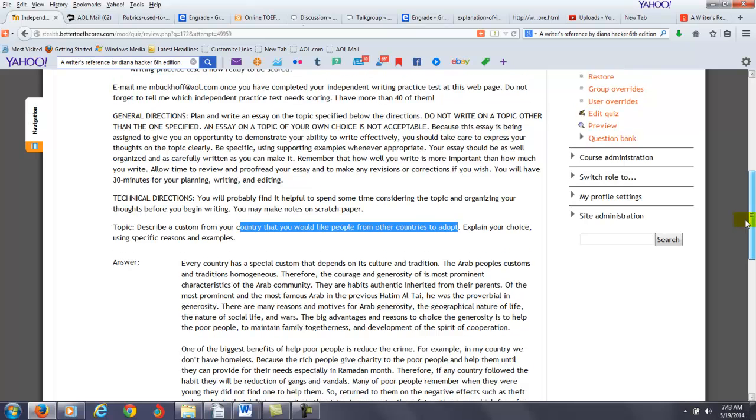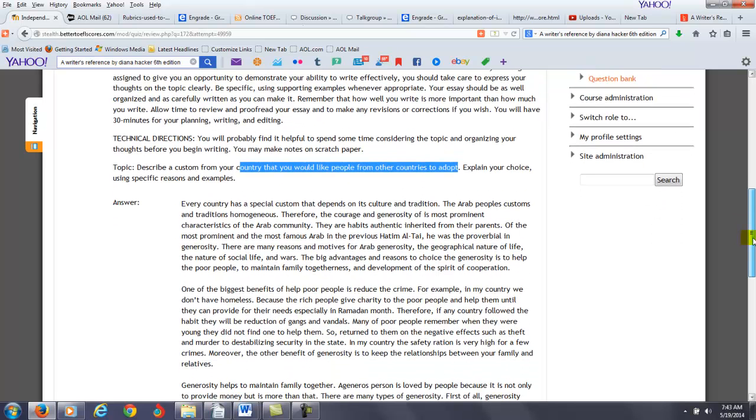Now, I can't point out all the examples for time purposes, but I will point out in each paragraph at least one particular problem that you're having. Okay, let's take a look at your first paragraph.